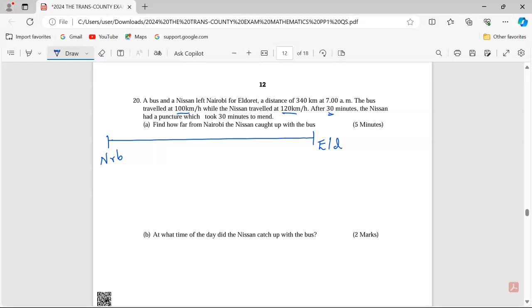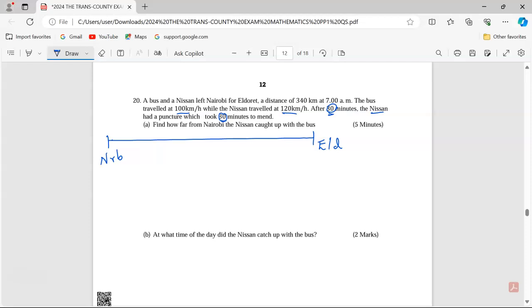Then after 30 minutes, the Nissan develops a puncture, which took 30 minutes to mend. Therefore, in the first 30 minutes, when they were both traveling, there is a distance they took. Then within the next 30 minutes, when the Nissan was mending a puncture, the bus was still moving. So by the time the Nissan is finishing up with the puncture, the bus is at some point, and that means the bus has already traveled for an hour.